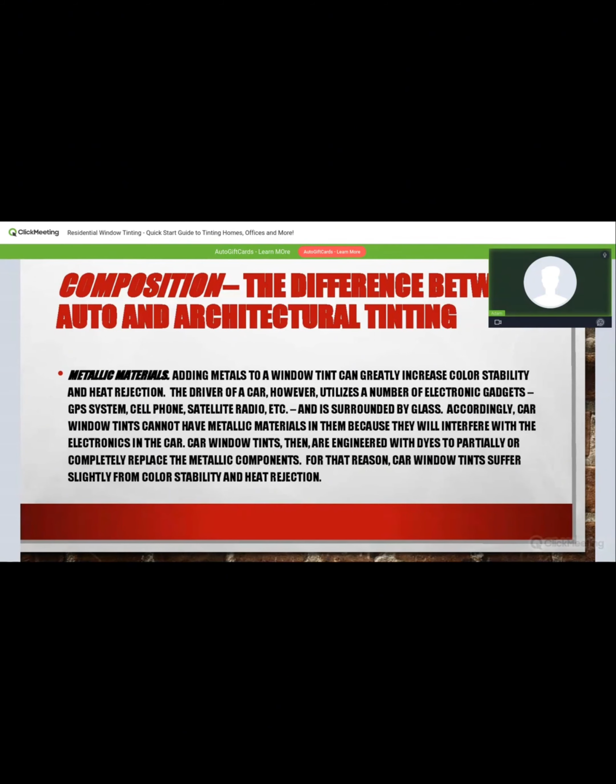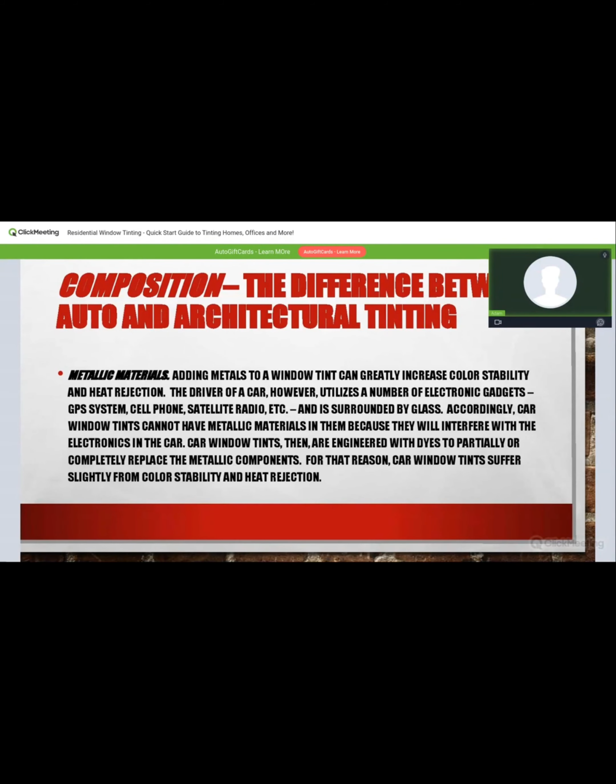So a little bit on the composition: the difference between auto and architectural residential tinting is the metallic materials. Adding metals to a window tint can greatly increase the color stability and heat rejection. The driver of a car utilizes a number of electronic gadgets, GPS systems, cell phones, satellite radio, etc., and is surrounded by glass. Accordingly, car window tints cannot have metallic materials in them because they will interfere with the electronics in the car. Depending on what kind of film you use, there are some older films that have a metal base in them. A lot of the new ceramics and carbons don't have any kind of metal in them because, specifically with Tesla, specifically with any EV cars, if you have a car that's heavy with metals on the windows, it can affect the gadgets in the car.